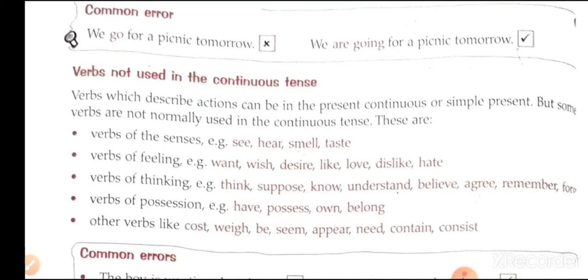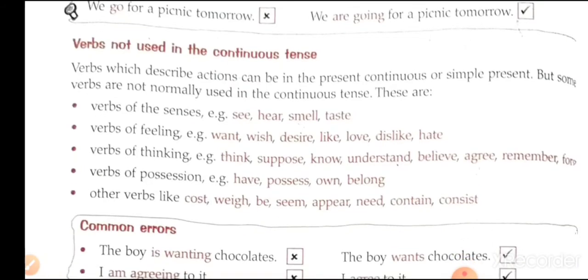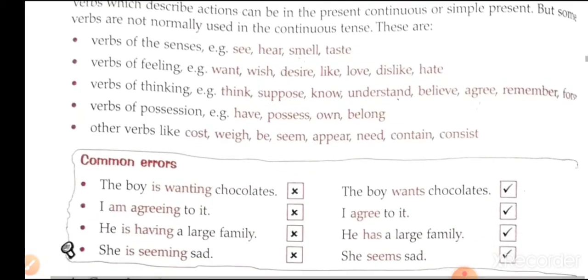These are verbs of the senses, for example see, hear, smell, taste. Verbs of feeling, for example want, wish, desire, like, love, dislike, hate. Verbs of thinking, for example think, suppose, know, understand, believe, agree, remember, etc. Verbs of possession, for example have, possess, own, belong. Other verbs like cause, wait, be, seem, appear, need, contain, consist.